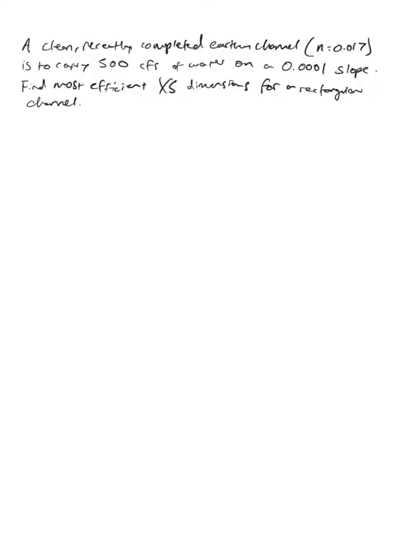So let's do an example problem here. This problem says a clean, recently completed earthen channel with a Manning's n of 0.017 is to carry 500 CFS of water on a 0.0001 slope. Find the most efficient cross-section dimensions for a rectangular channel.